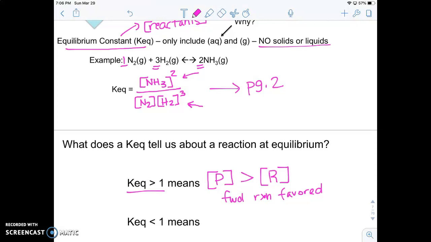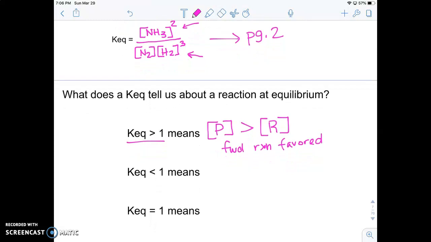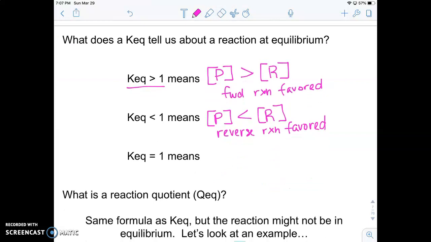If your KEQ is less than 1, that means you must be dividing a small number by a big number to get a decimal. So your bottom number is the big one here. I'm going to have less products and more reactants. If it's easier to make reactants, that means my reverse reaction is going to be favored. That's if you get a decimal for your KEQ. And then finally, KEQ equaling 1. How do you get 1 when you divide 2 numbers? Those 2 numbers have to be the same. So the concentrations of the reactants and the products are going to be equal to each other.